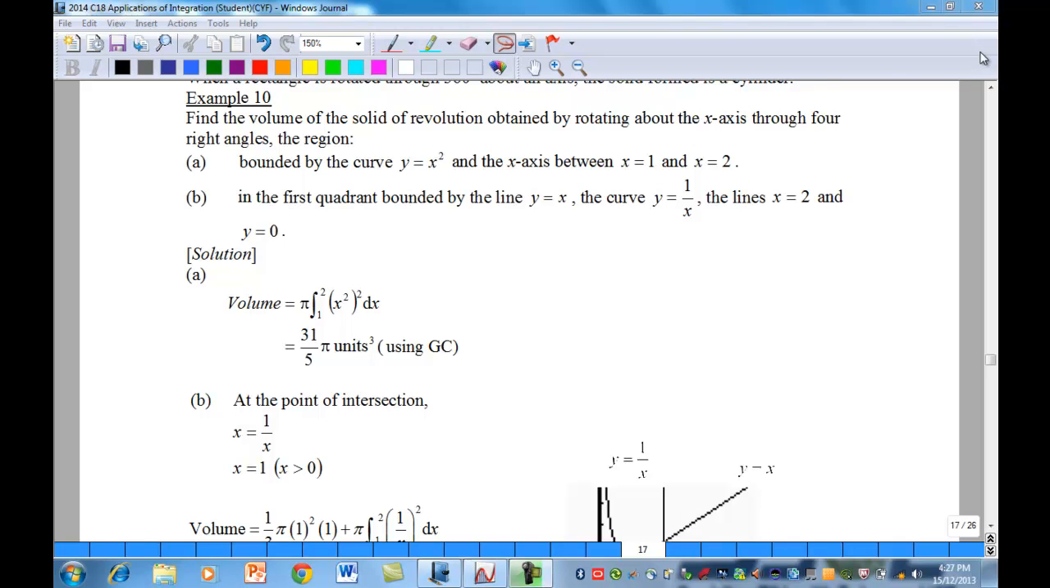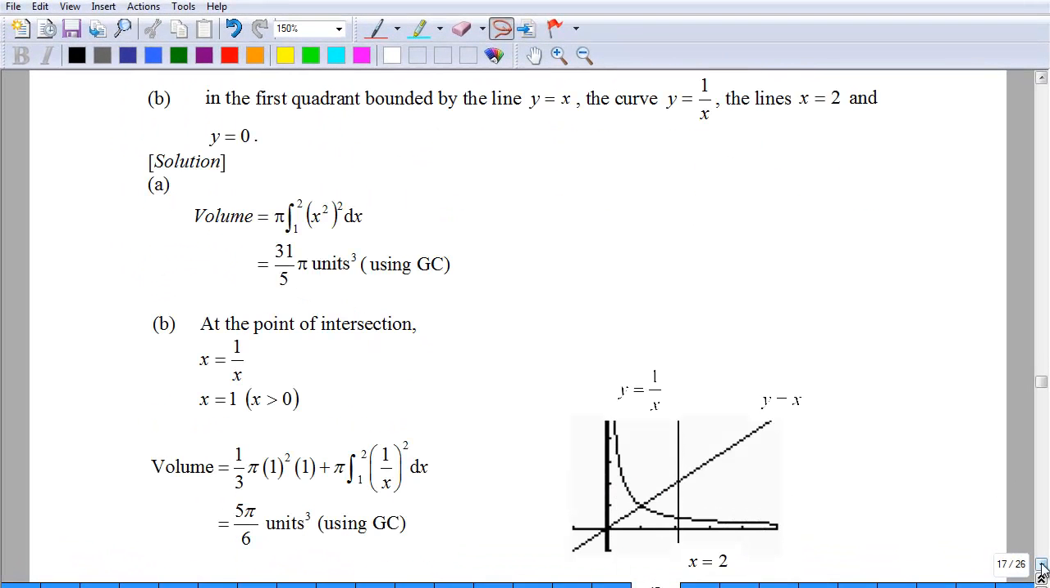Hello and welcome to example 10b. In this video, we find the volume of the solid of revolution obtained by rotating about the x-axis through 4 right angles, the region in the first quadrant bounded by the line y equals x, which is this line.